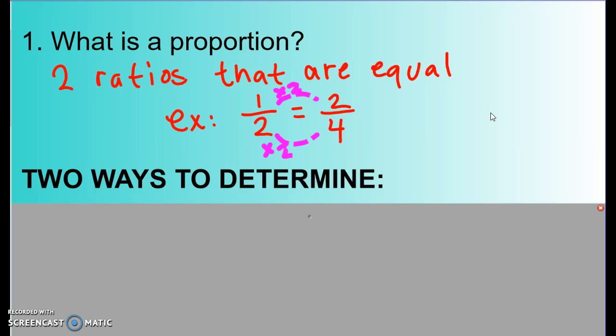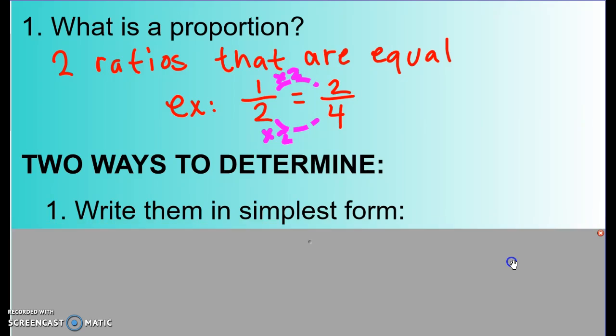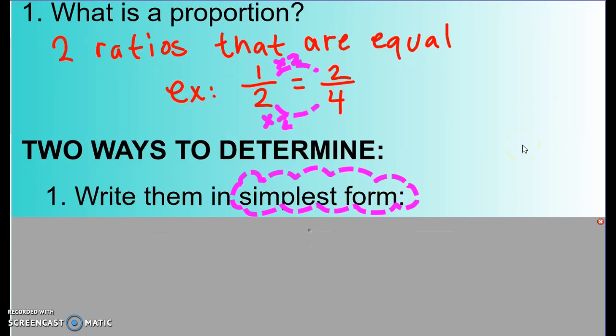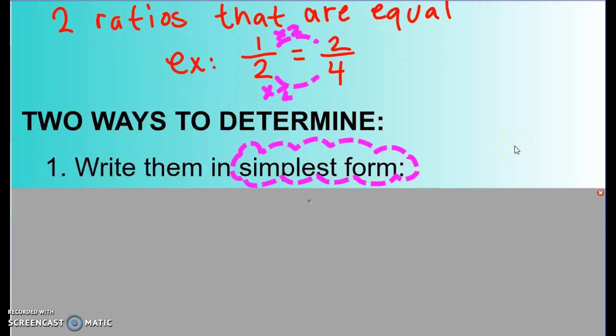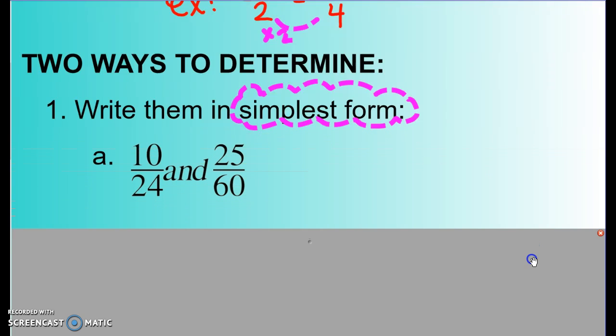We have two ways to determine, and the first way that we are going to jump into is writing them in simplest form. Now I'm hoping that when I say simplest form, your brain is triggered to stuff that we have learned already this school year. We just took a quiz on how to simplify ratios, and so we're just using that exact same method, and then we're going to compare the ratios in the end. So writing them in simplest form is my first method. And we're going to use this example to kind of walk us through it.